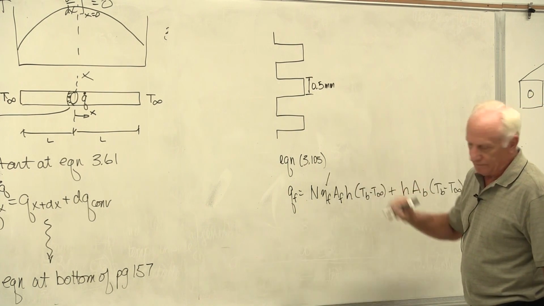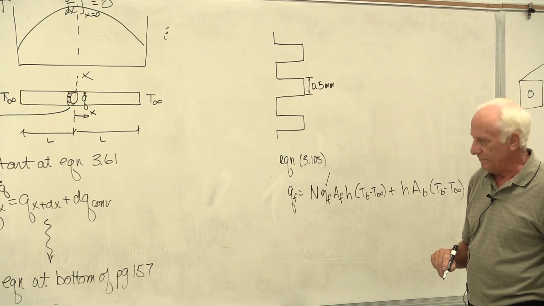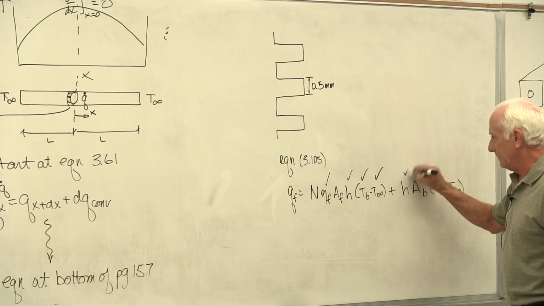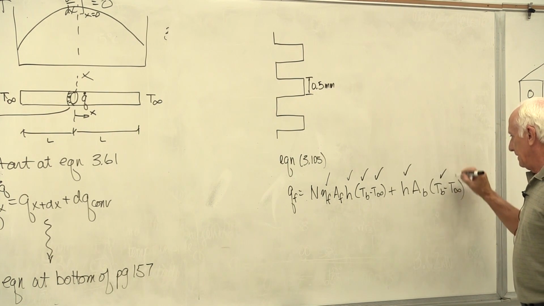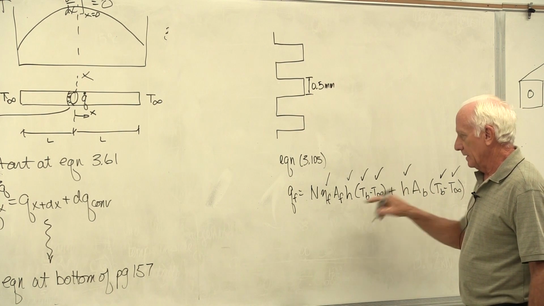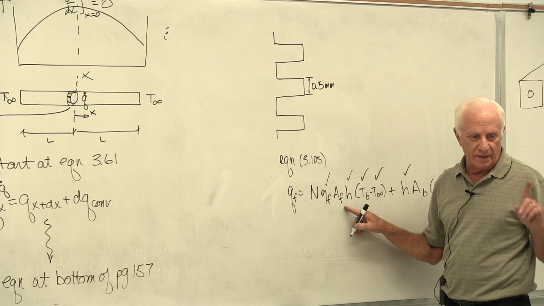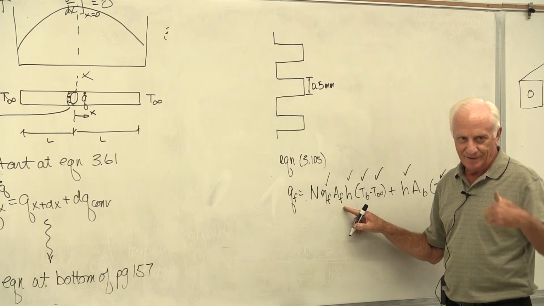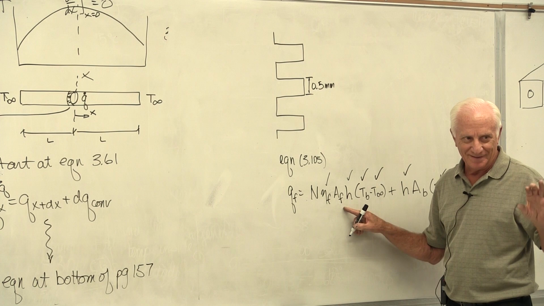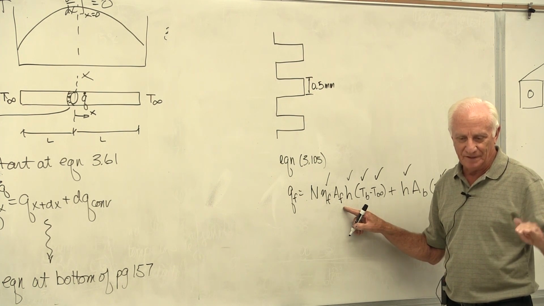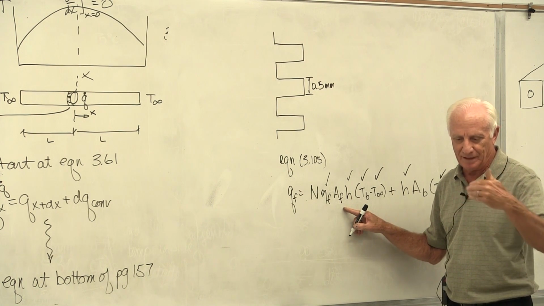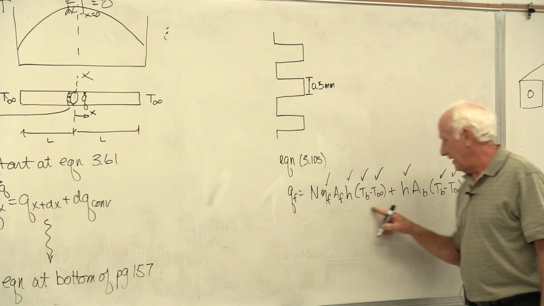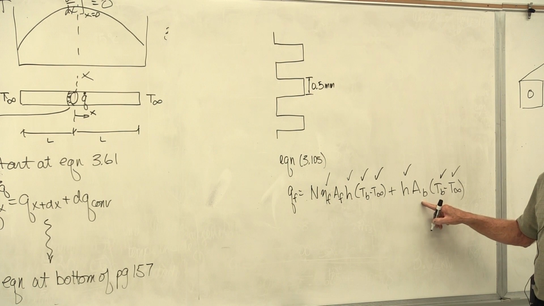You can get eta_F whichever way, table or graph. You're given H, you're given T_B, you're given T infinity. A_F is the area of one fin: the top, the bottom, the front, the back, but not the tip. The area of the base is the area not covered by the fins.